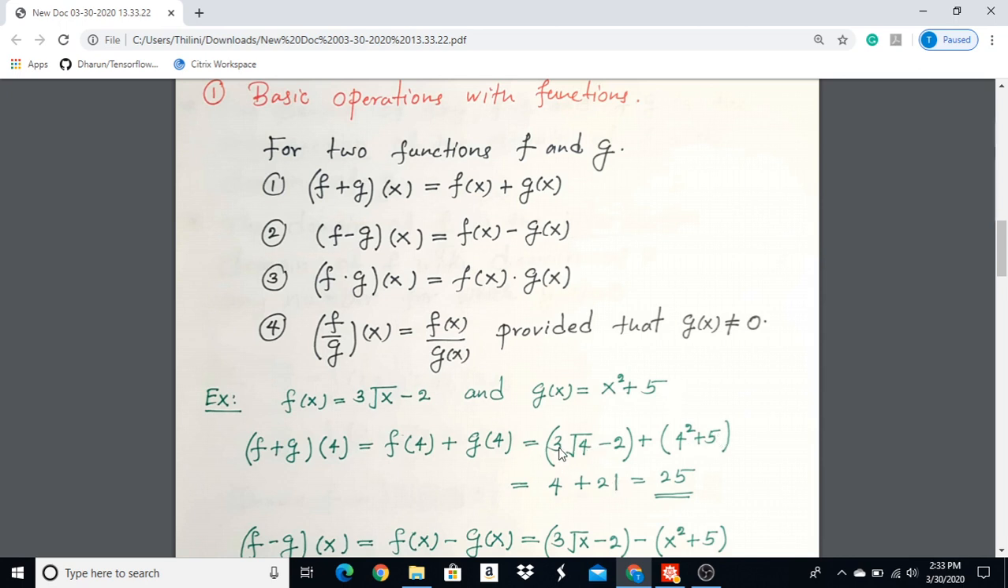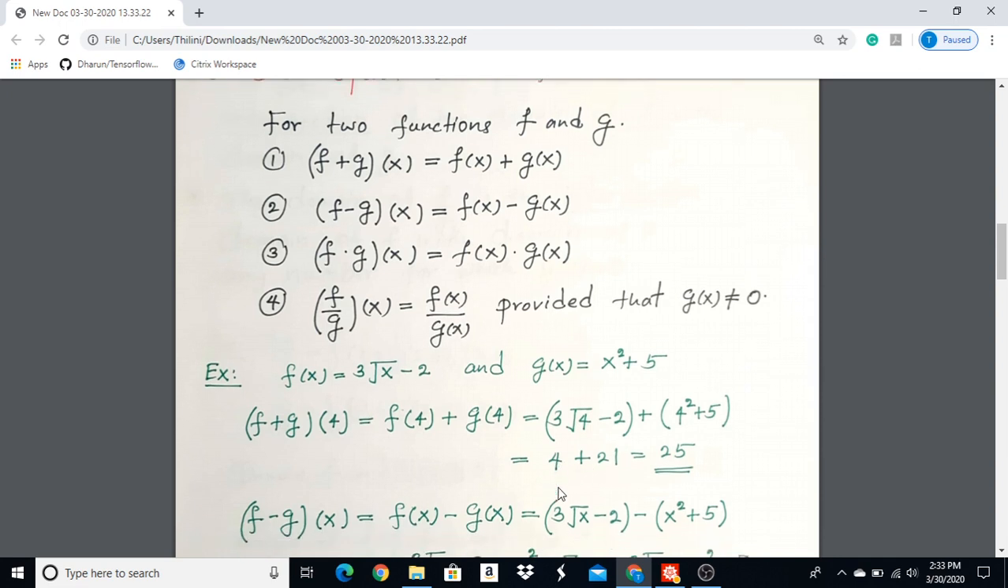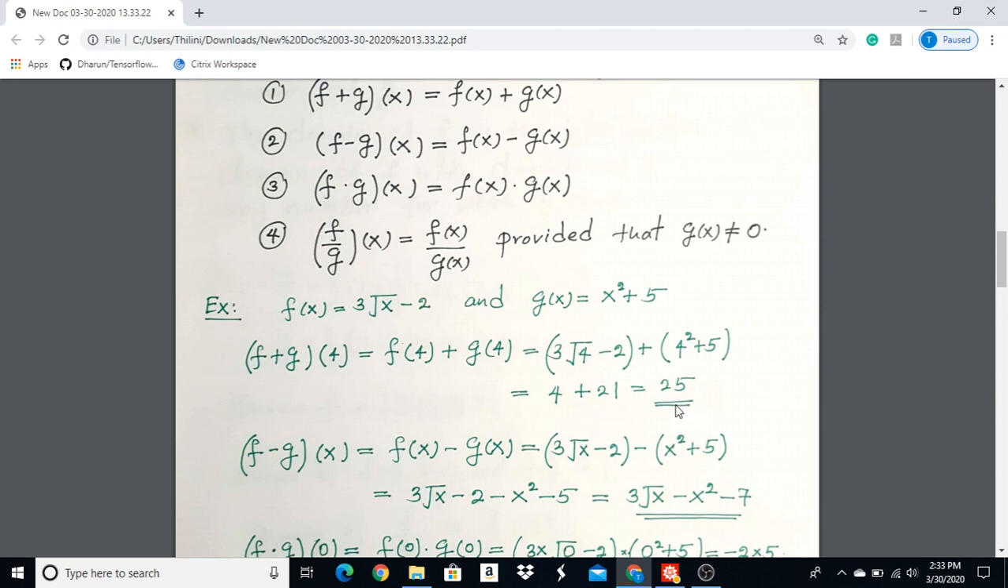Now if we simplify it, we get 4 for the f function. Why? Because here we have 3 times the square root of 4, that means 3 times 2, because the square root of 4 is 2, so 3 times 2 becomes 6. 6 minus 2 is 4, and here 4 to the power 2 is 16. 16 plus 5 is 21, so that means we get 4 plus 21, which becomes 25.